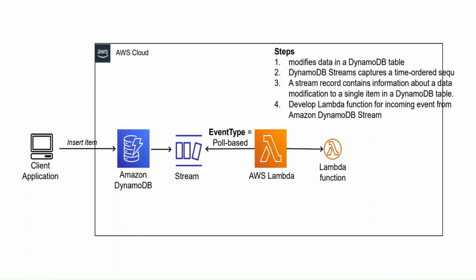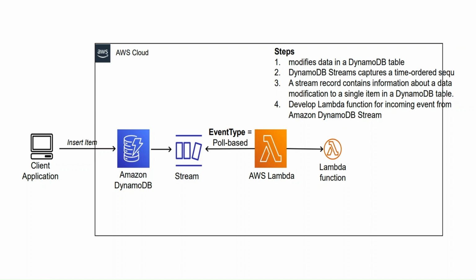Now, let's take a look at how DynamoDB Streams interact with AWS Lambda using this diagram. On the left, we have a client application. This is any program that inserts or modifies data in a DynamoDB table. Once the data is inserted or changed, DynamoDB Streams captures those changes. A stream keeps a log of all the changes happening in the table in time order.